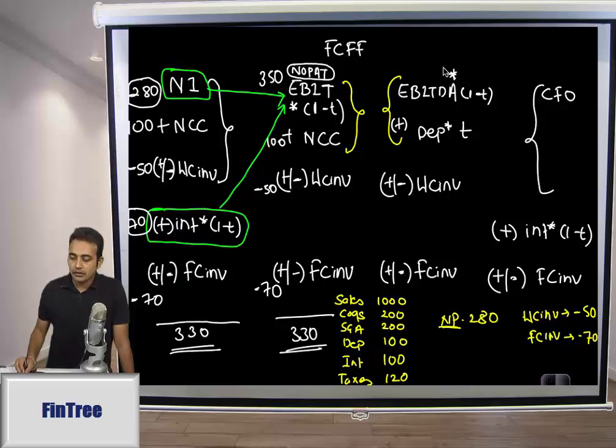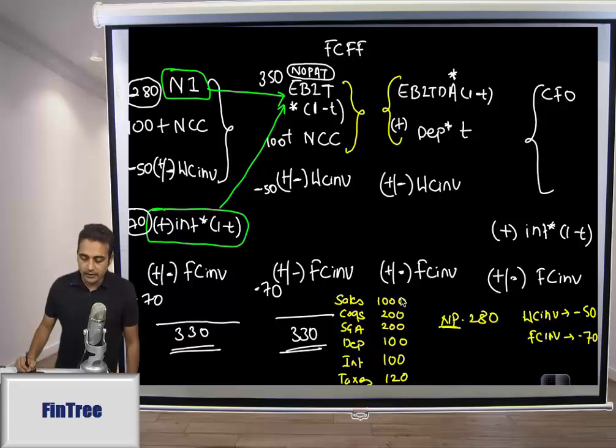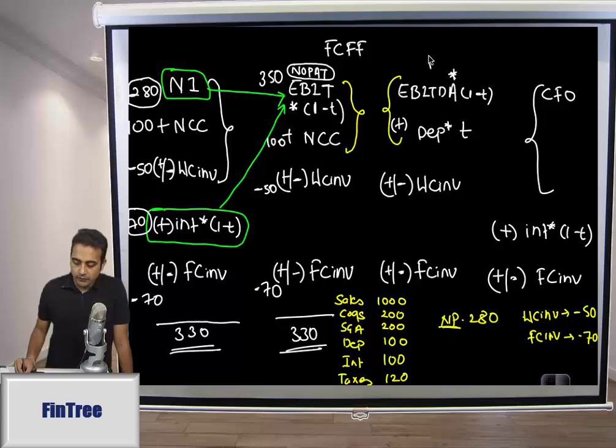Let's look at the third method, EBITDA. How much is the EBITDA? How much is the EBITDA here? 600. So 600 into 1 minus T, so that would be 420. Then depreciation into T, that would be 30. Total is 450, if you observe, which is same as 350 plus 100. And then we plot the remaining values, which is minus 50, minus 70, which would again get us 330.